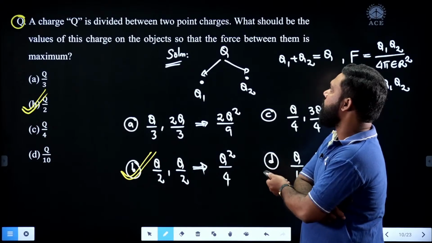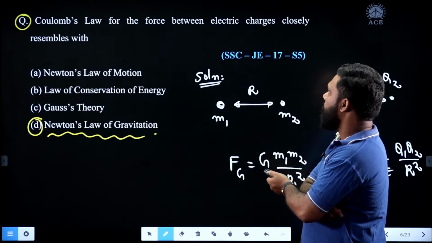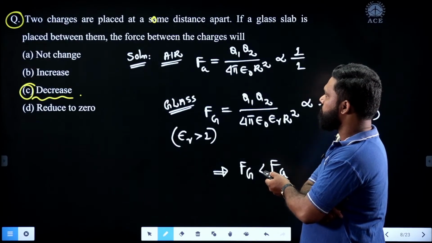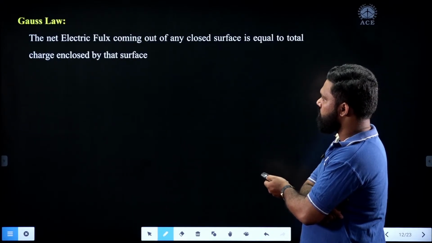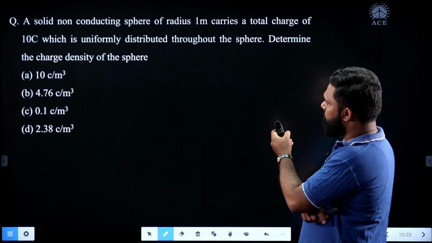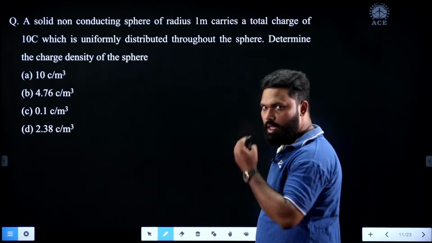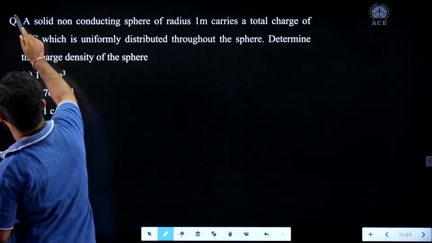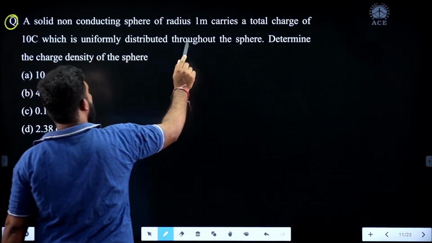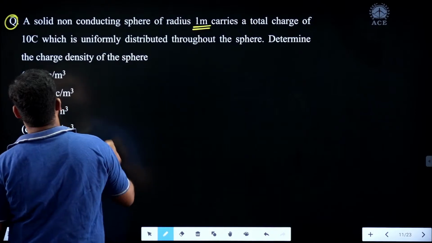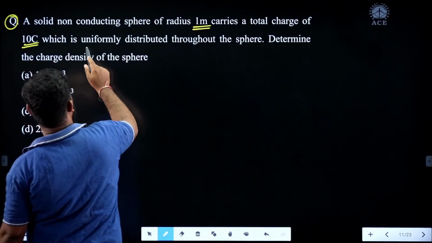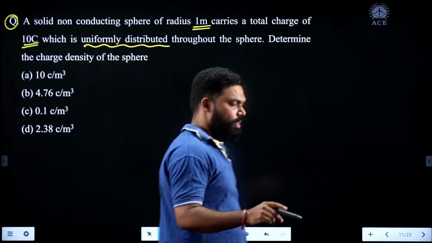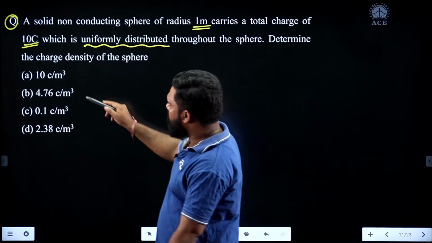So this is how you can expect the questions. I have touched the varieties of questions on this Coulomb's law. Okay, let us take one more topic here, Gauss law. There is one more thing I have considered here before going into the Gauss law, one more question. A solid non-conducting sphere of radius 1 meter carries a total charge of 10 coulombs, which is uniformly distributed throughout the sphere. Determine the charge density of the sphere. It is asking charge density. You can look at the options here.